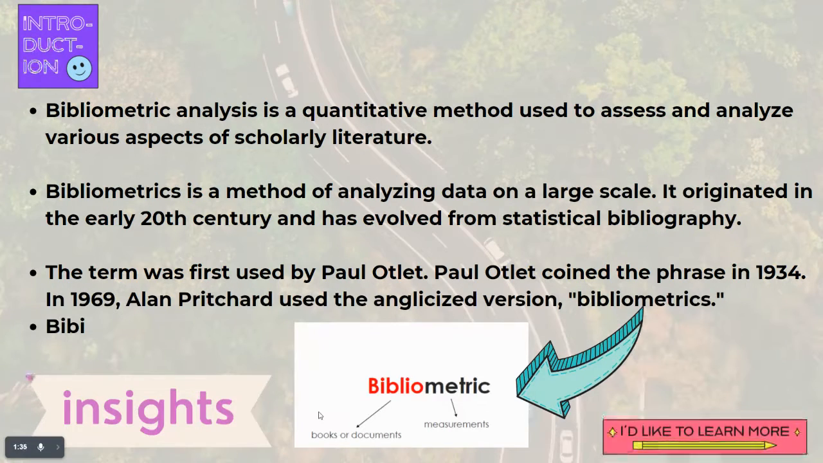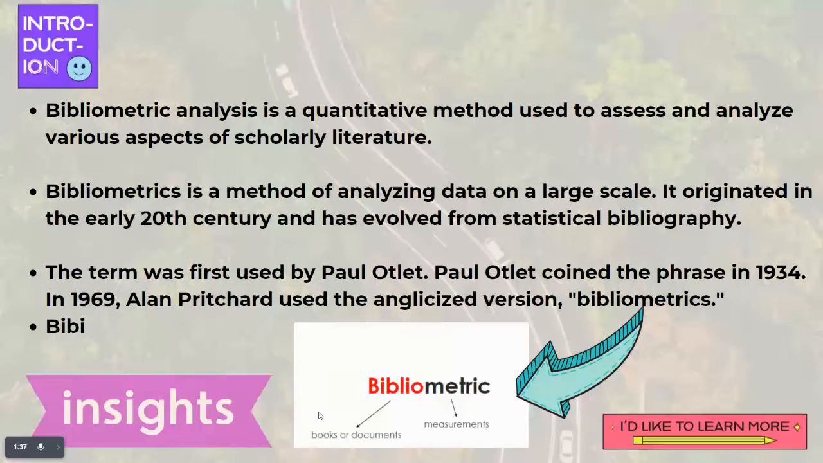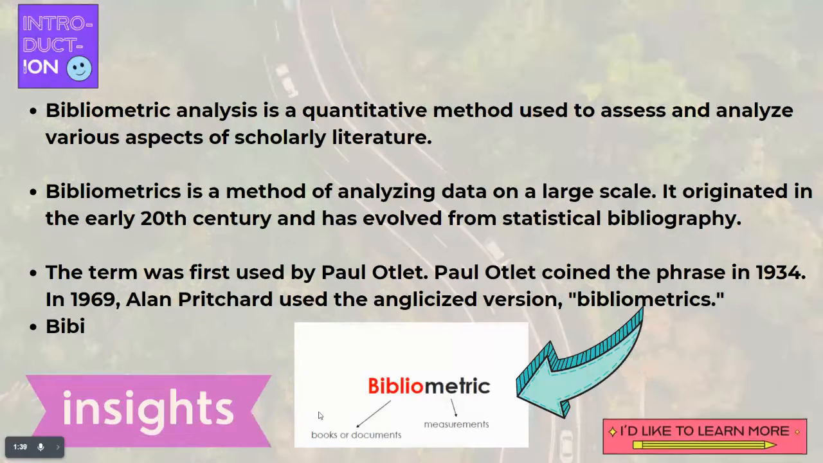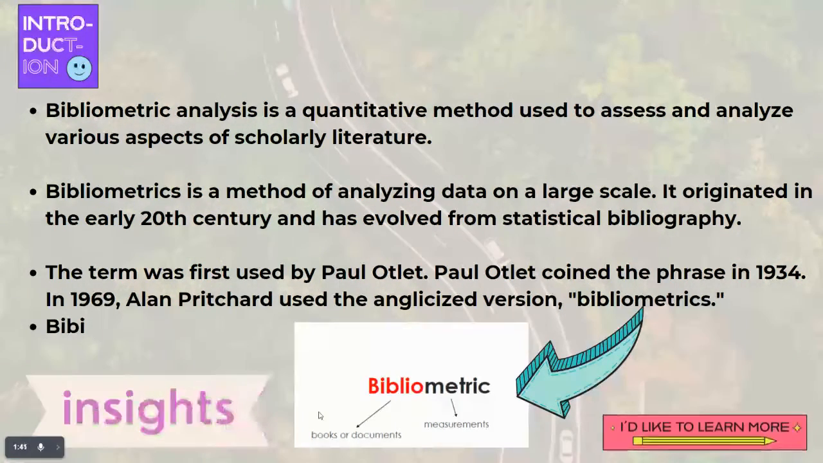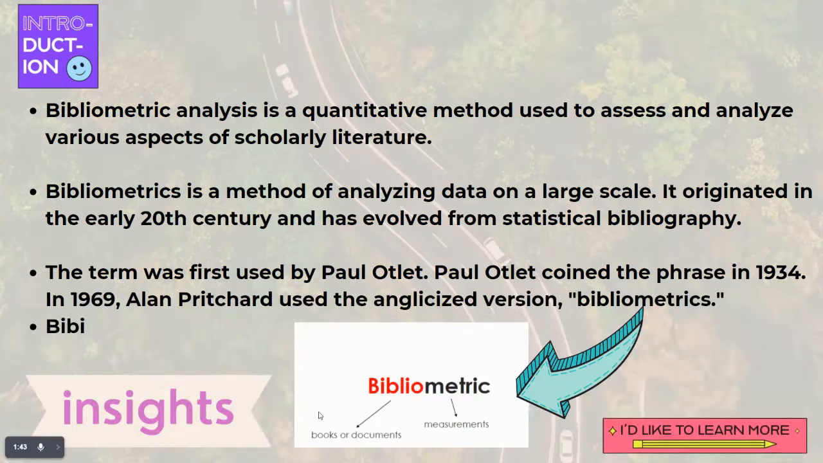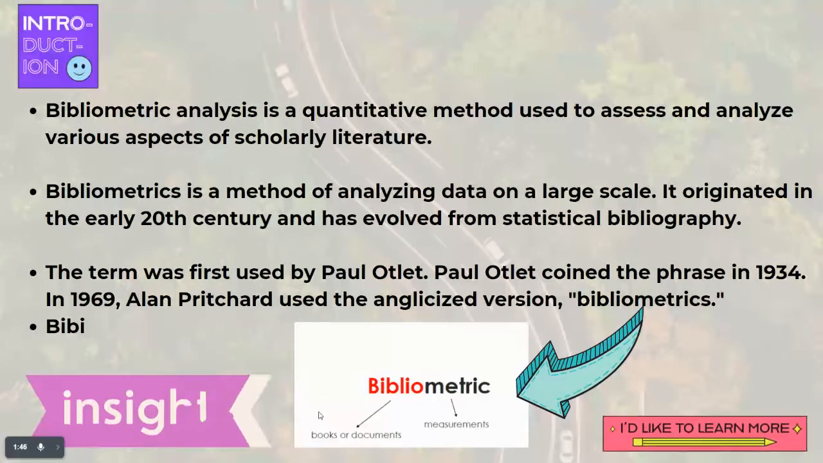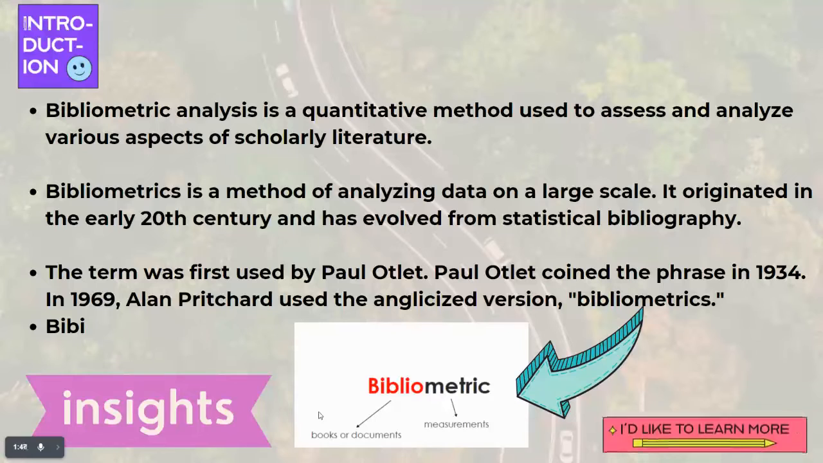So bibliometric analysis is a method of evaluating and analyzing scholarly literature using quantitative measures, and it helps us to understand the impact, the trends, and patterns within a specific field of research.